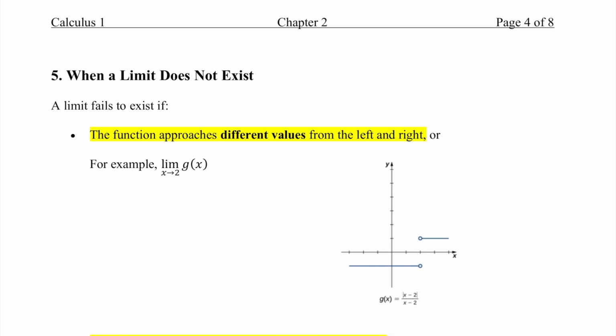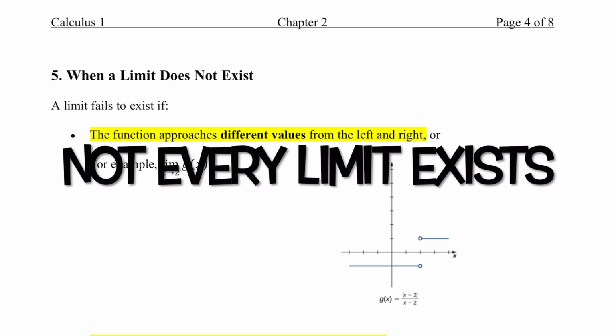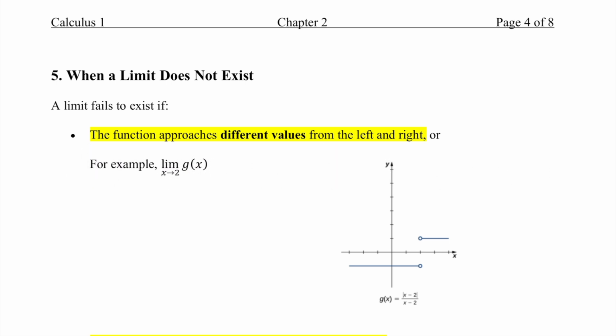So far, we've learned what a limit means, how to estimate limits using tables, and how to estimate limits using graphs. But here's something very important. Not every limit exists. Now, let's talk about situations where a limit does not exist. A limit fails to exist if the function approaches different values from the left and right.